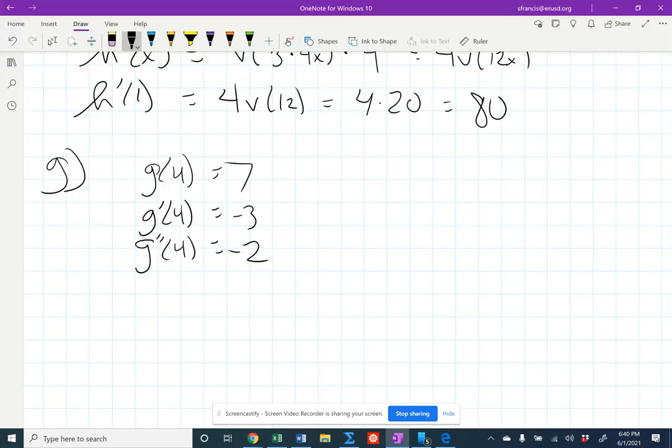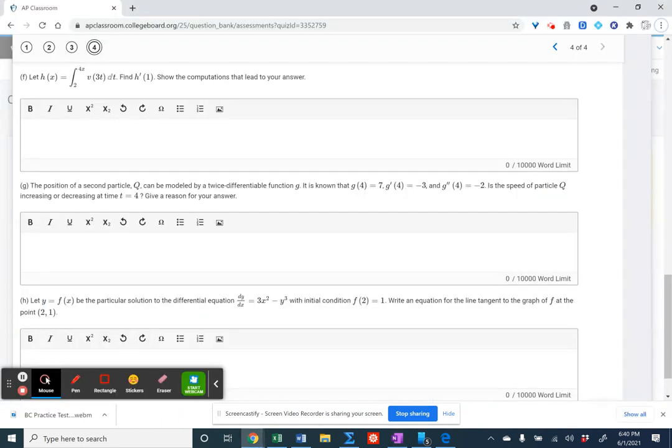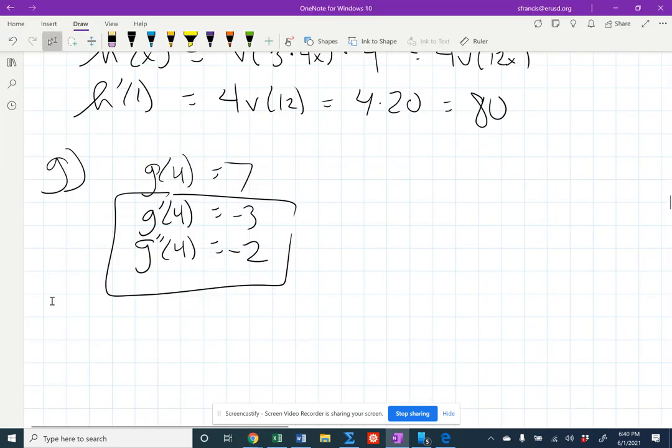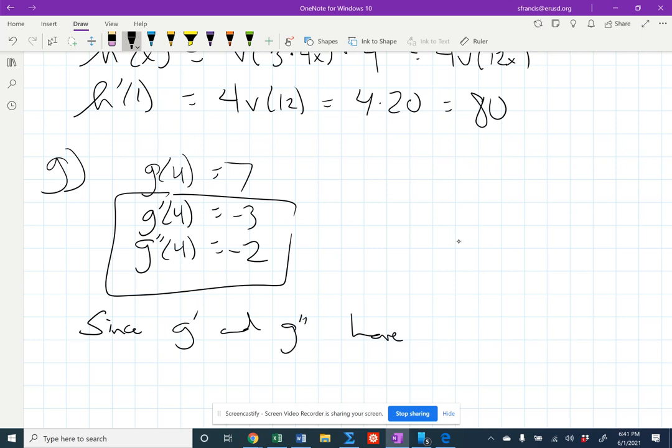Well, we give you all the stuff here. We need to know about these two. Do they have the same sign or different signs? And since the signs are the same, the object is speeding up. Since g prime and g double prime have the same sign, the particle is speeding up.